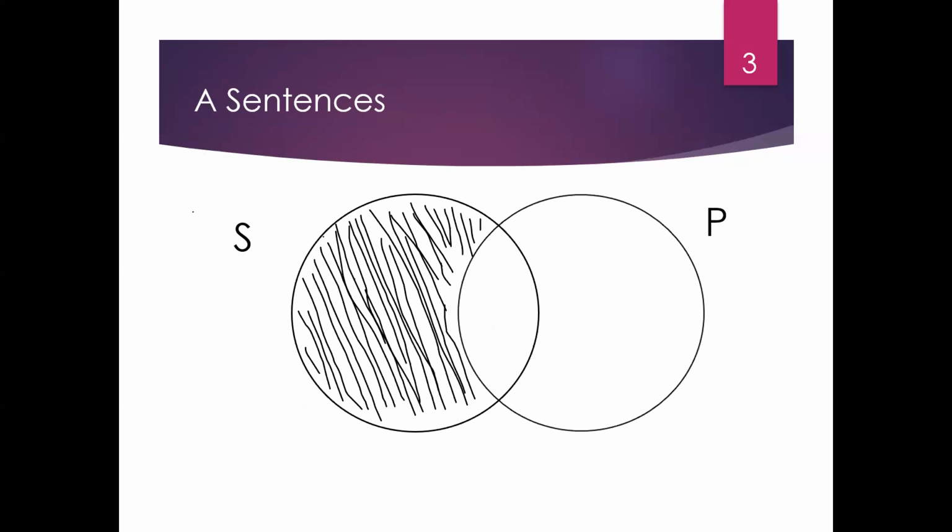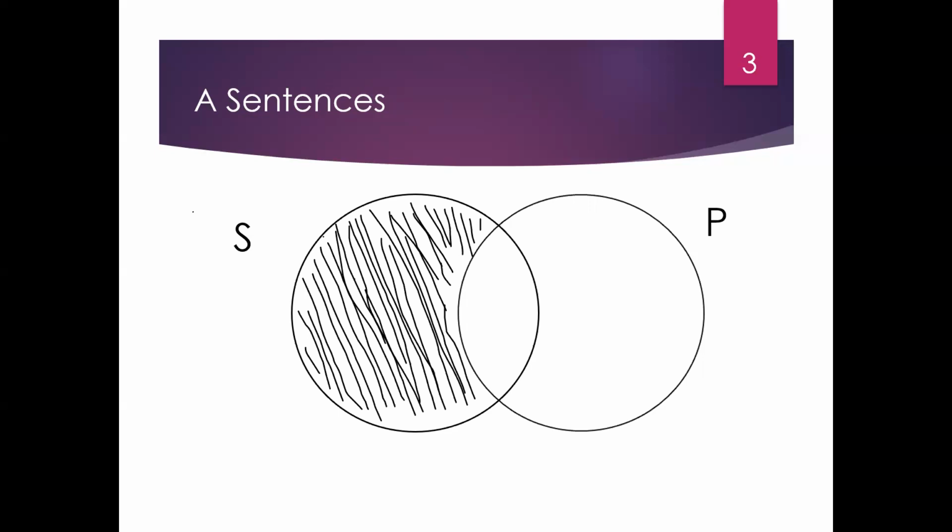Now, there are different methods of doing this, but I'm using a method by Marilee Salmon and following her method, which is a very common method. The S on the left there is a shorthand for the subject of the categorical statement. The P on the right is shorthand for the predicate of the categorical statement. And here, A sentences are all S's are P's. So, for example, all cats are mammals.